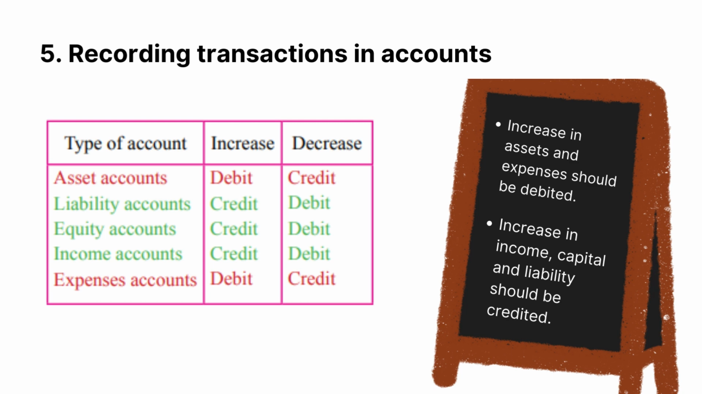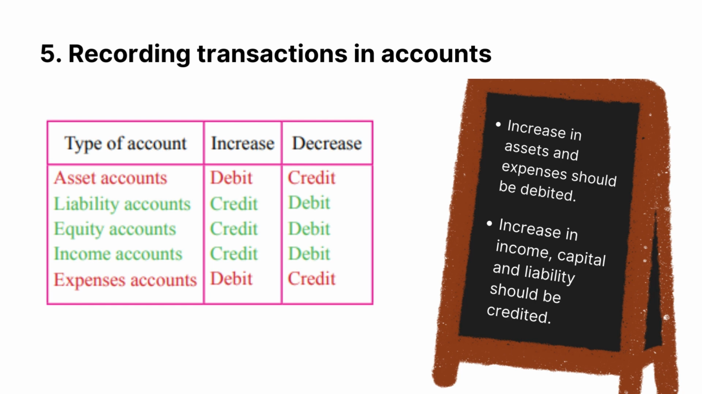For a liability account, if the value of the liability is increasing, then it's recorded in credit side. But if the value is decreasing, then it is recorded in debit side. Then for equity accounts, if the value of the equity is increasing, then it's recorded in credit side. But if the value is decreasing, then it is recorded in debit side. Then income accounts, if the value of the income is increasing, then it's recorded in credit side.